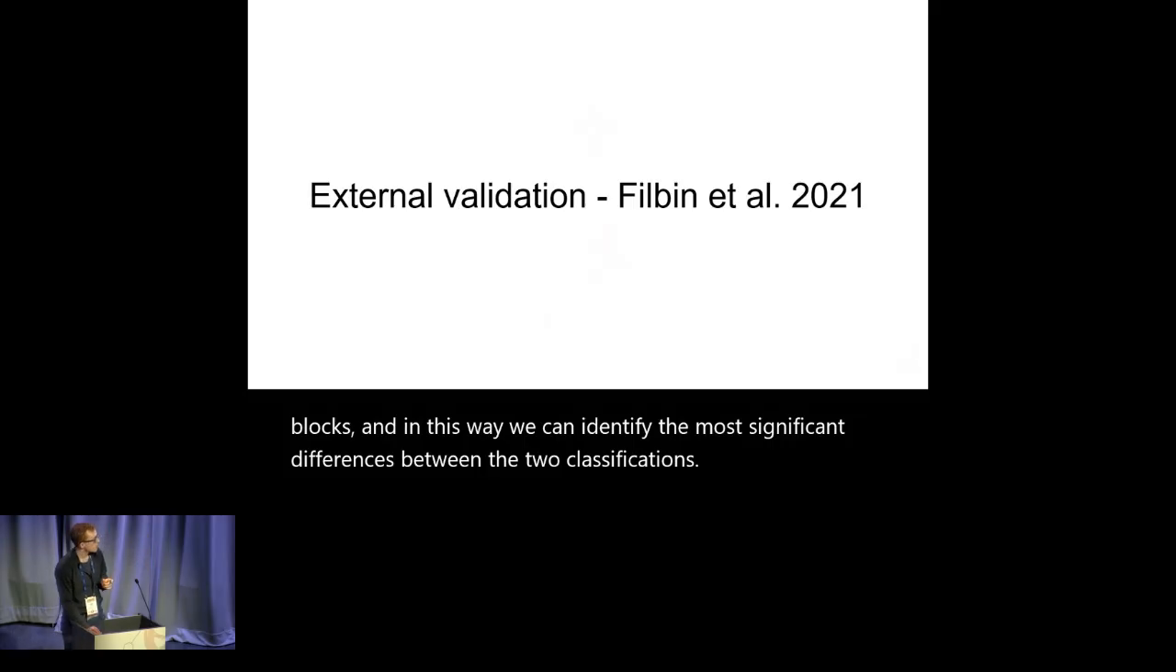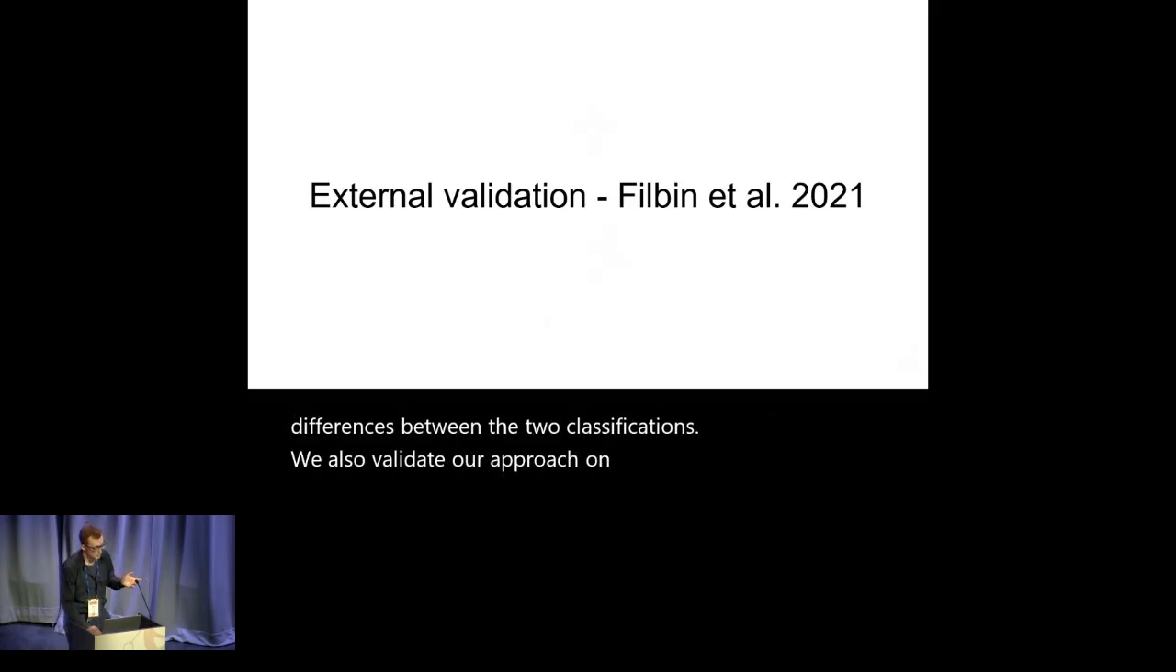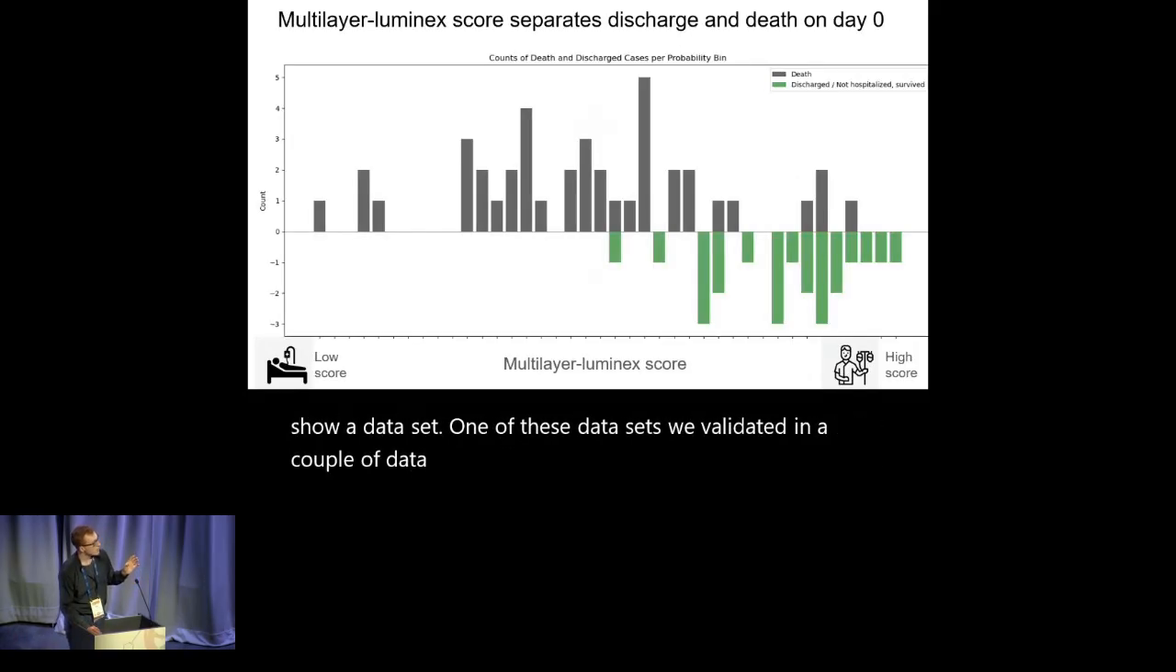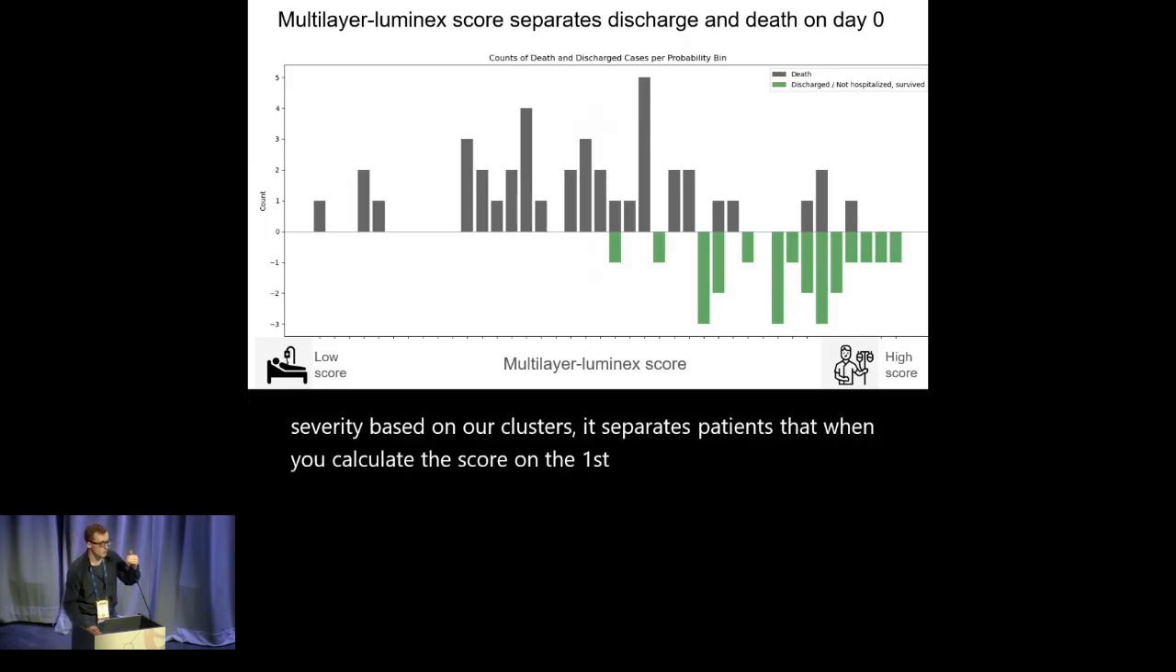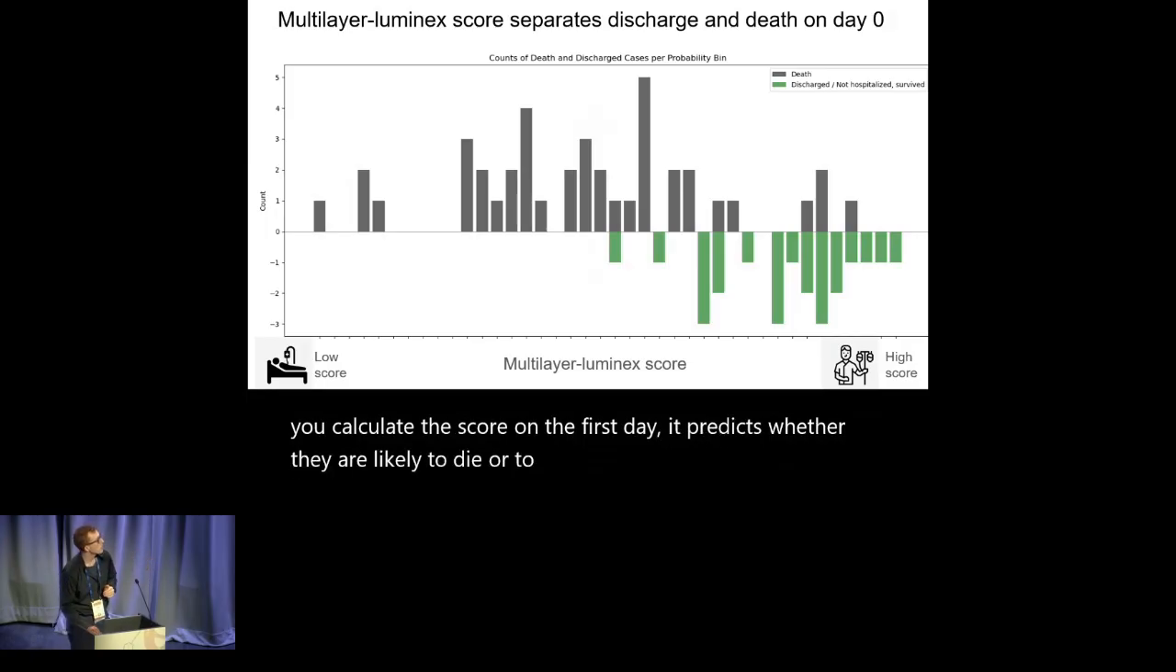We also validate our approach on external data sets. Here I just show one of these data sets. We validated it in a couple of data sets. And we see that when we create a score of severity based on our clusters, it separates patients: when you calculate this score on the first day, it predicts whether they are likely to die or to be discharged.